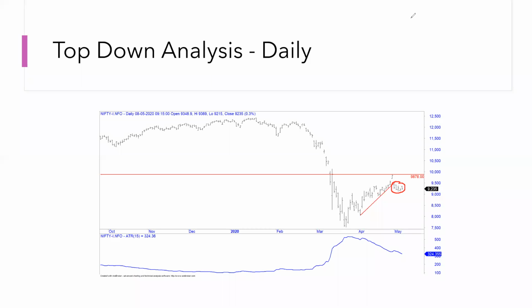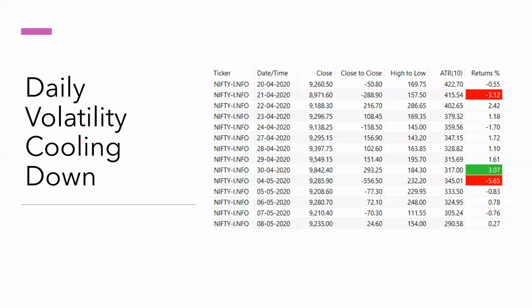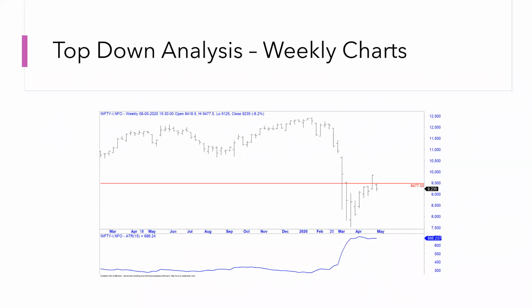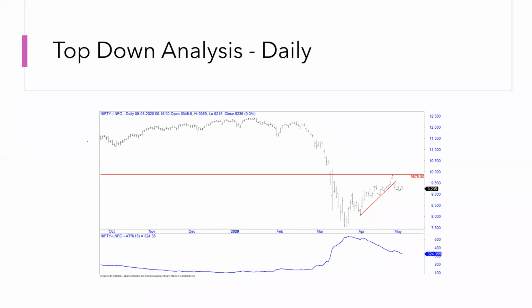So if you put everything in perspective, I can see that monthly trend is still down. Weekly trend is sideways, right? And daily trend is also sideways. So daily and weekly, nothing is happening. There is no clue what the price is likely to do. Prices keep on going sideways.